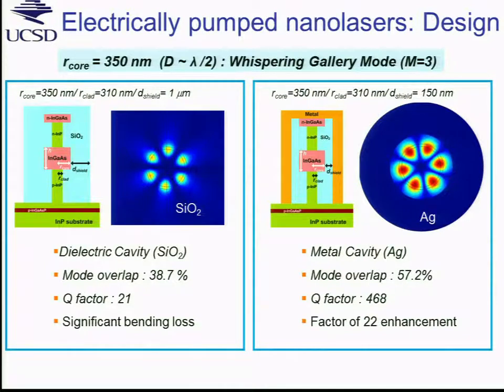The mode overlap with gain is 38%, and the Q factor due to radiative losses is about 20. Once you put metal, interesting things happen. The overlap improves, but the Q factor goes up significantly. So a factor of 22 reduction in threshold gain is appreciable.